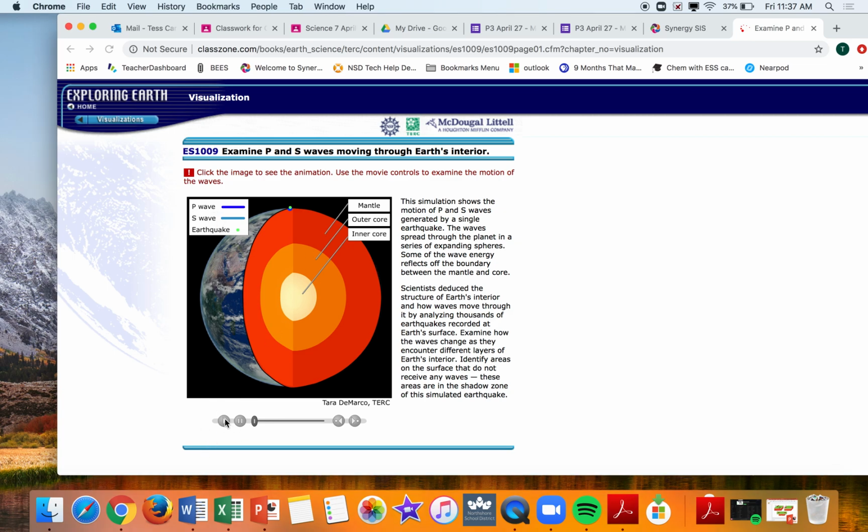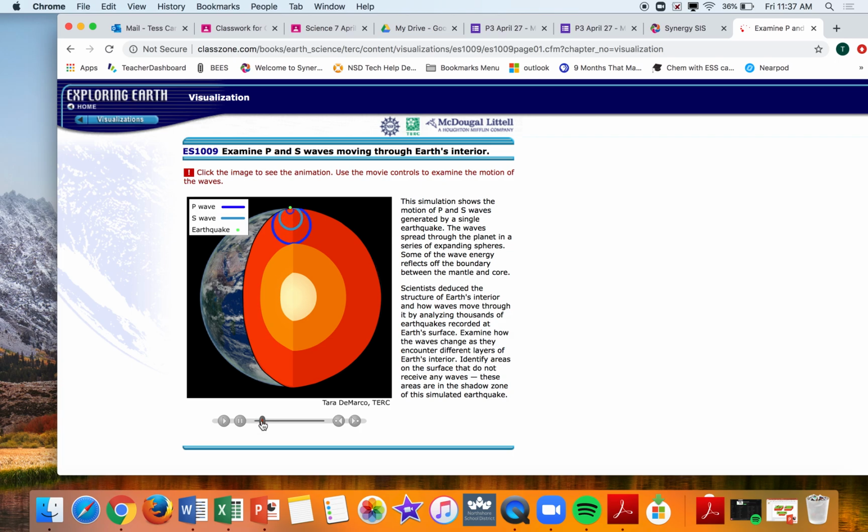First, I'm just going to click and you can watch what happens with the waves. So it's kind of fast, but you see some of that reflection, you see some of it traveling through. Now what we can do is just move the slider so you can see bit by bit. Right away we see that the P wave has traveled further than the S wave already, which makes sense because we know that P waves travel faster than S waves.